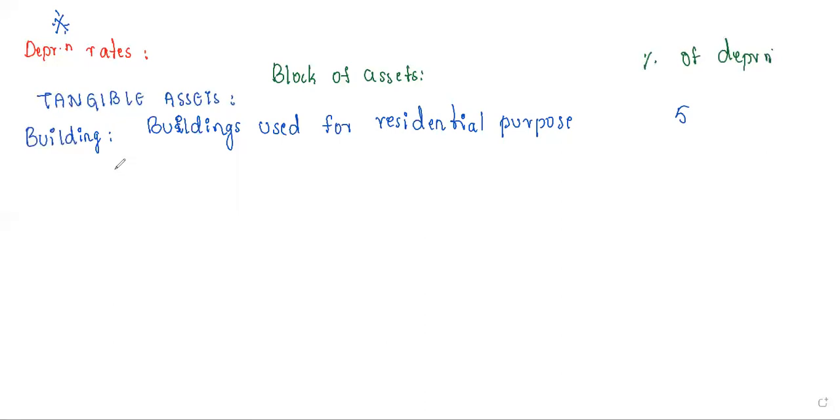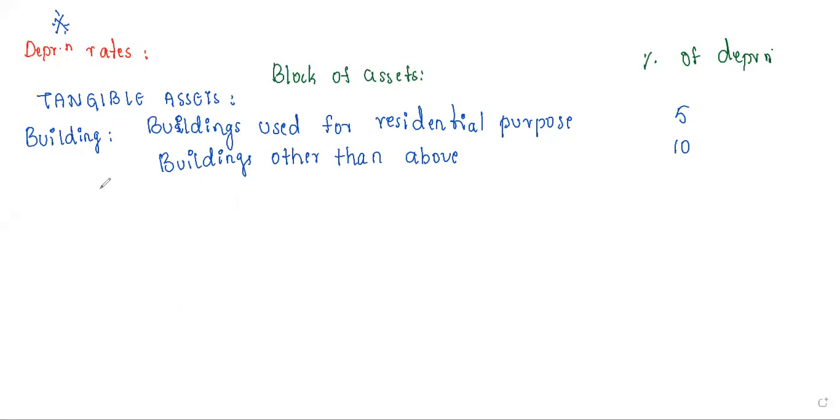Okay. So then buildings other than the above. That means other than the residential purpose, you will be using the building for other purposes. So then the rate of depreciation is 10%. On that building, you give 10% as a depreciation.